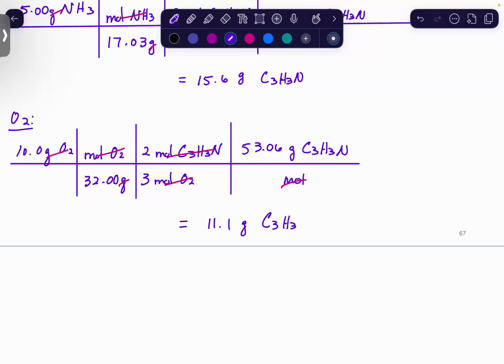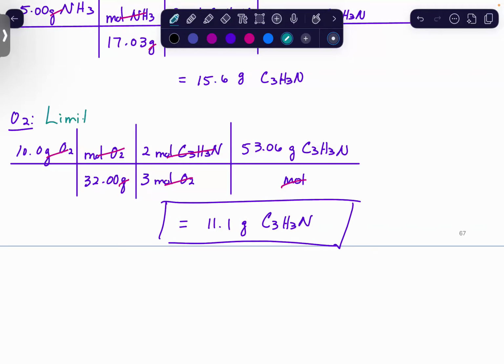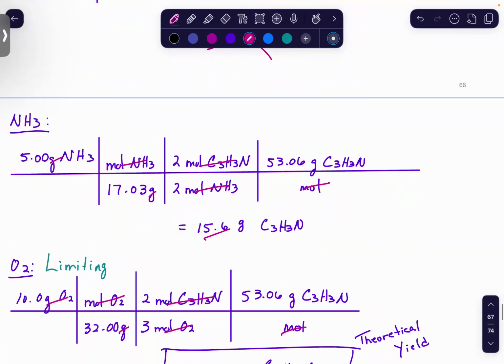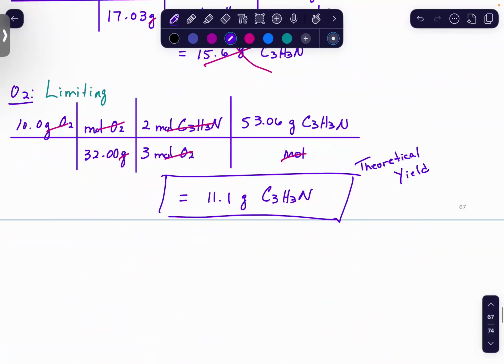of acrylonitrile. That's my smallest number. So that means that oxygen is my limiting reactant. And that means oxygen is going to run out before either the ammonia or the propene does. So I'll just have excess of ammonia and propene sitting around. But the oxygen will be completely used. And once it's used up, I have 11.1 grams of acrylonitrile, which is the maximum amount I could get, or my theoretical yield. Okay. So you see here how I can just take each reactant, take it through to completion, and whatever the smallest number is my answer.